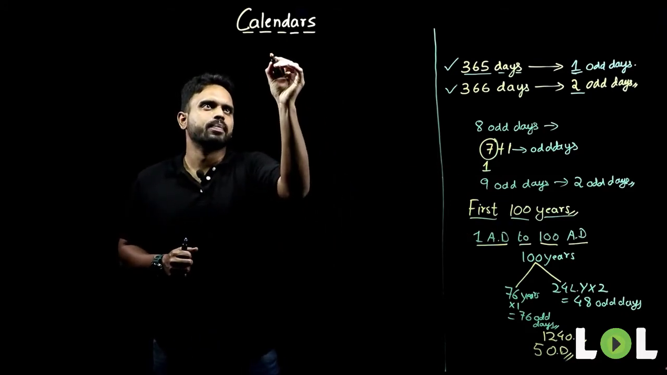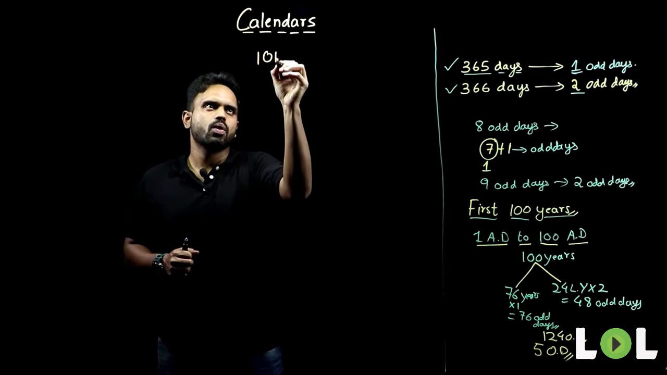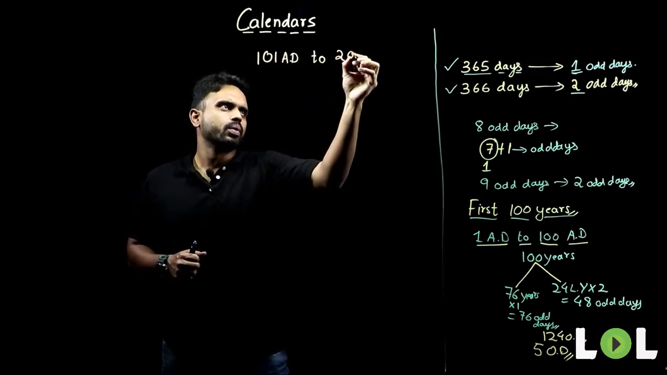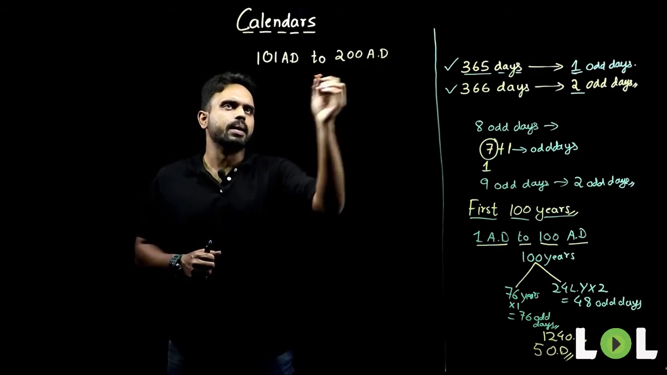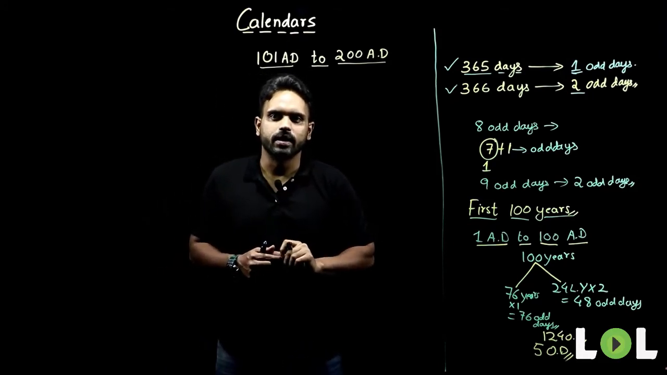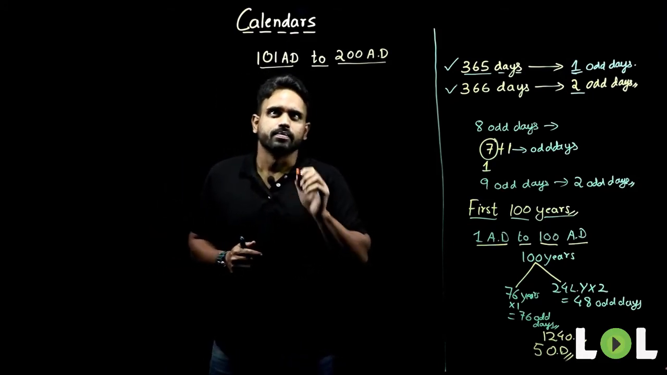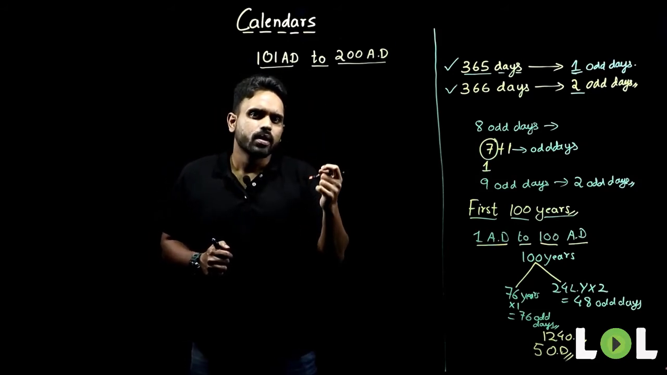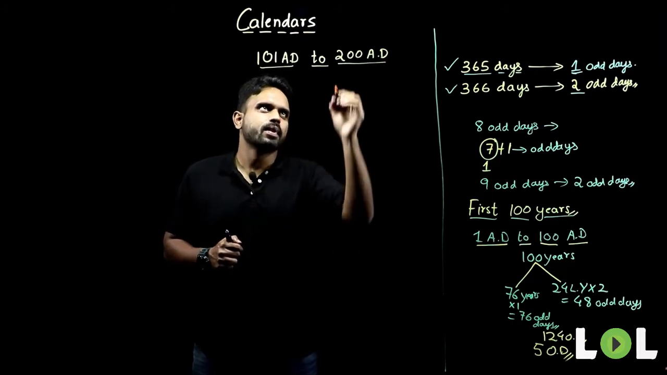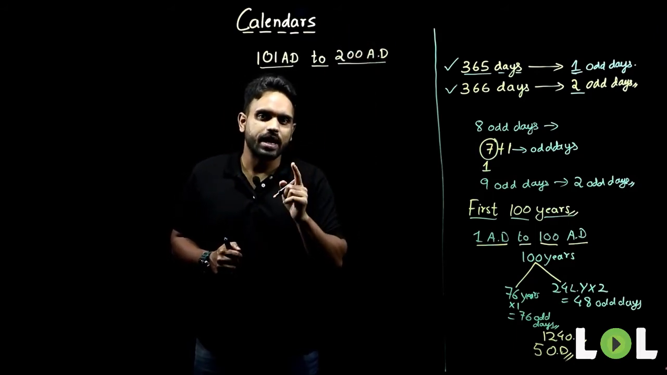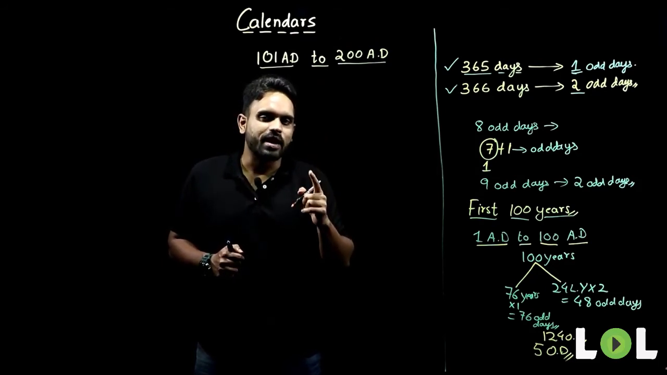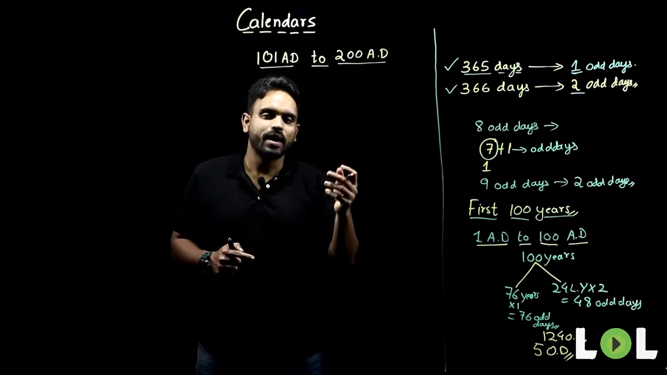Now if I move ahead, I start from 101 AD to 200 AD. Before moving any further, I have a question for you. If 31st of December 2019 was a Thursday, what will be 1st of January 2020? What day will it be?